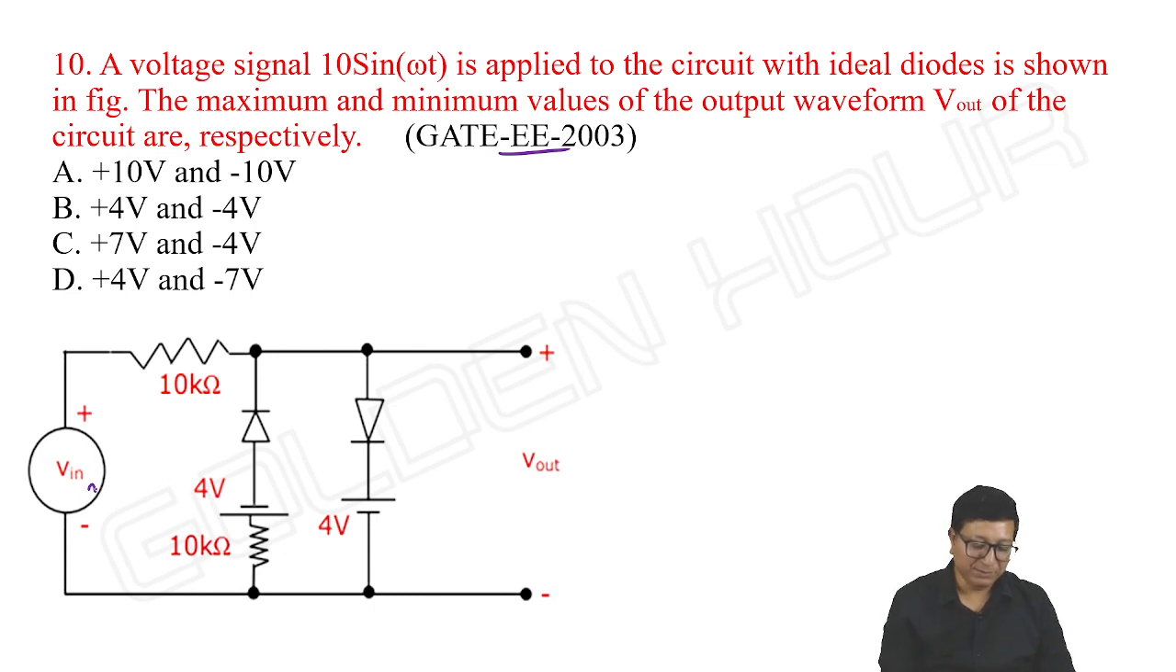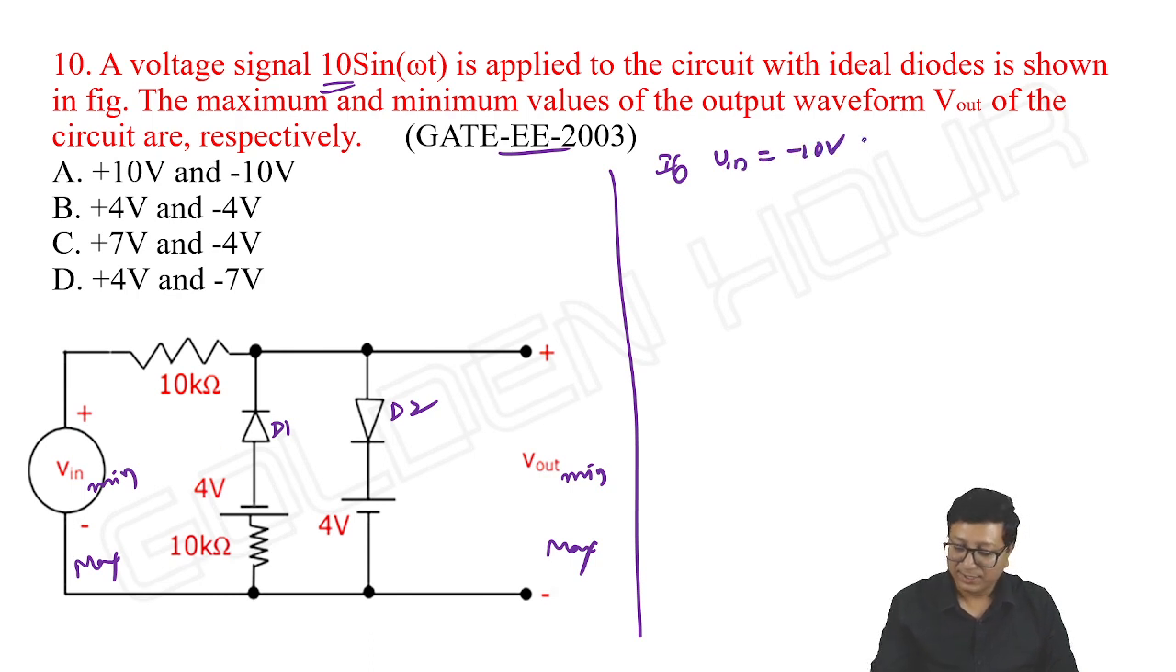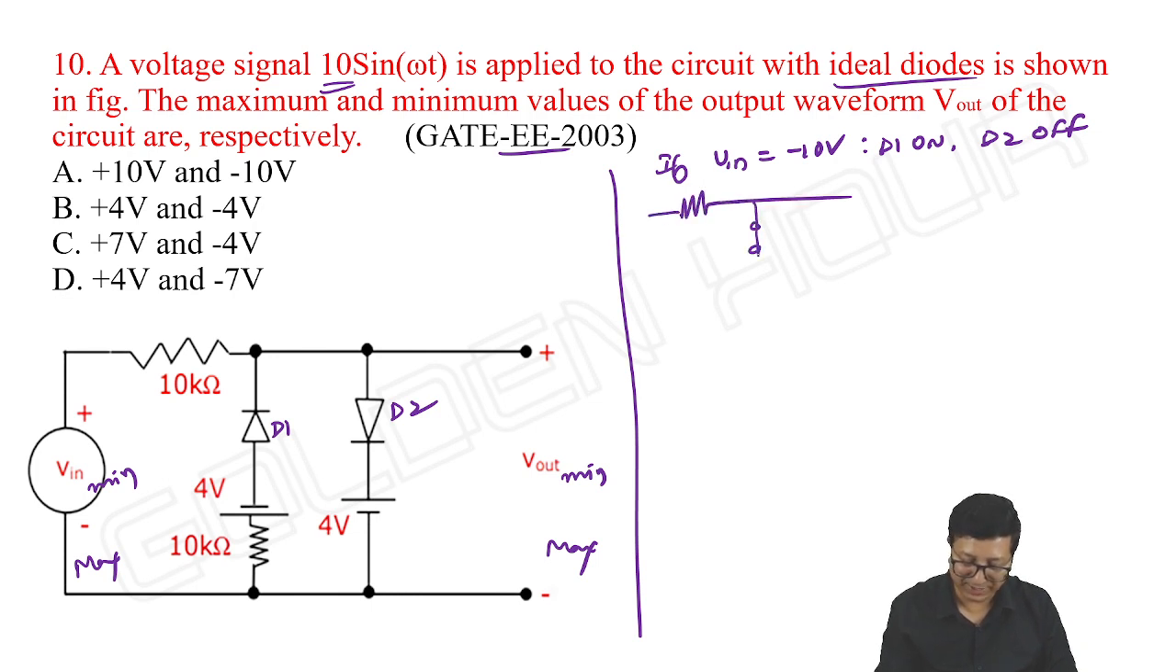When input is minimum, the corresponding output is also minimum. When input is maximum, the corresponding output is also maximum. So, nice and simple. D1 is directed upward, D2 directed downwards. If V input is minimum, what is V input minimum? 10 sin omega t means minus 10. If V input is equal to minus 10 volts, then definitely D1 is on and D2 is off. As they mentioned ideal diodes, what is the possible circuit? Already we have analyzed this circuit.